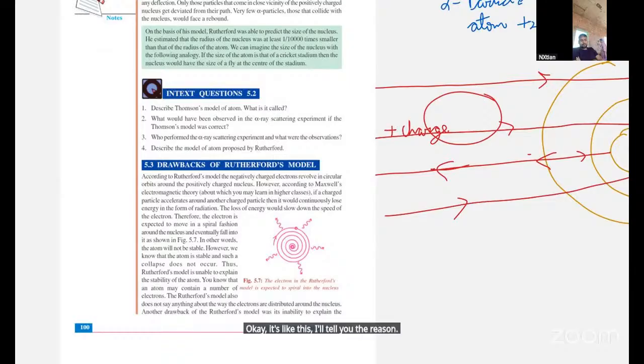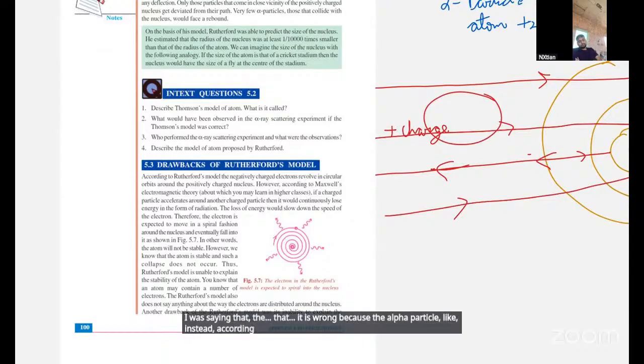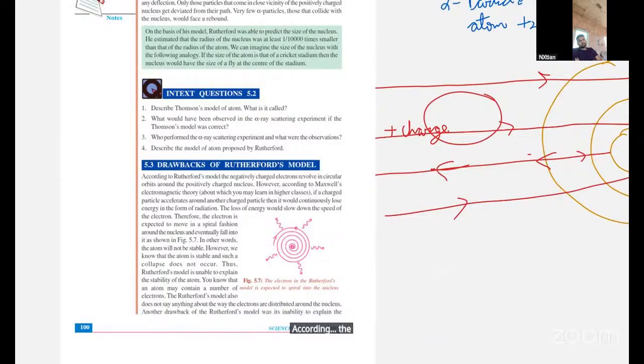David, you want to give a try quickly? One minute try. I was saying that it is wrong because the alpha particle, according to Rutherford's model, wait one second. Yeah. Say it again. It's okay. Okay.